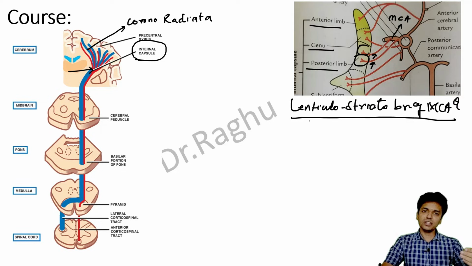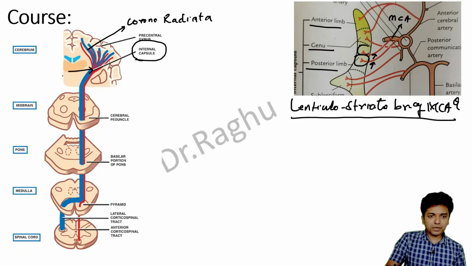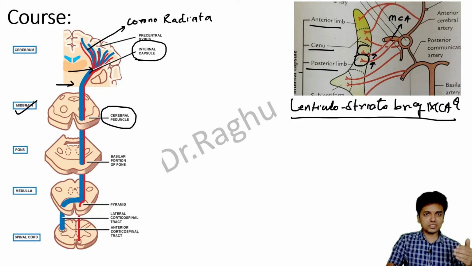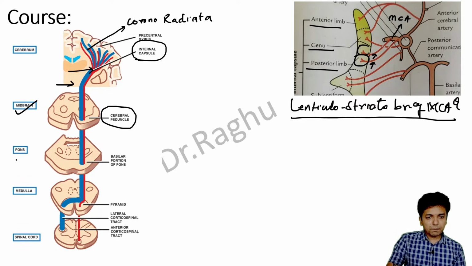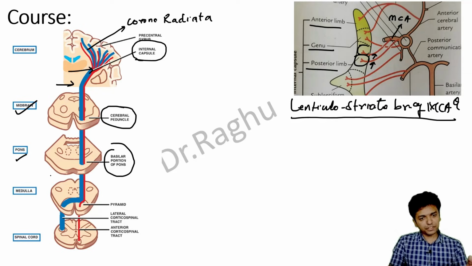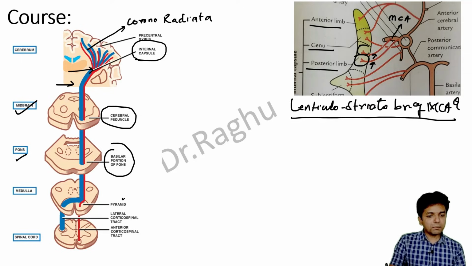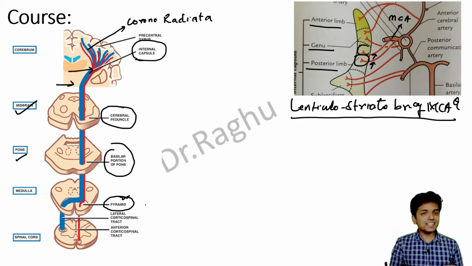Okay. Next, the fibers have entered into the posterior limb of the internal capsule, and now what is happening? The fibers are descending down. And where do the fibers go next? The fibers enter into the cerebral peduncle of the midbrain, and then they descend further and pass through what is called the basilar portion of the pons. Fibers further descend and then pass through a very important structure in the medulla which is called the pyramid. That is why this tract is also called the pyramidal tract.